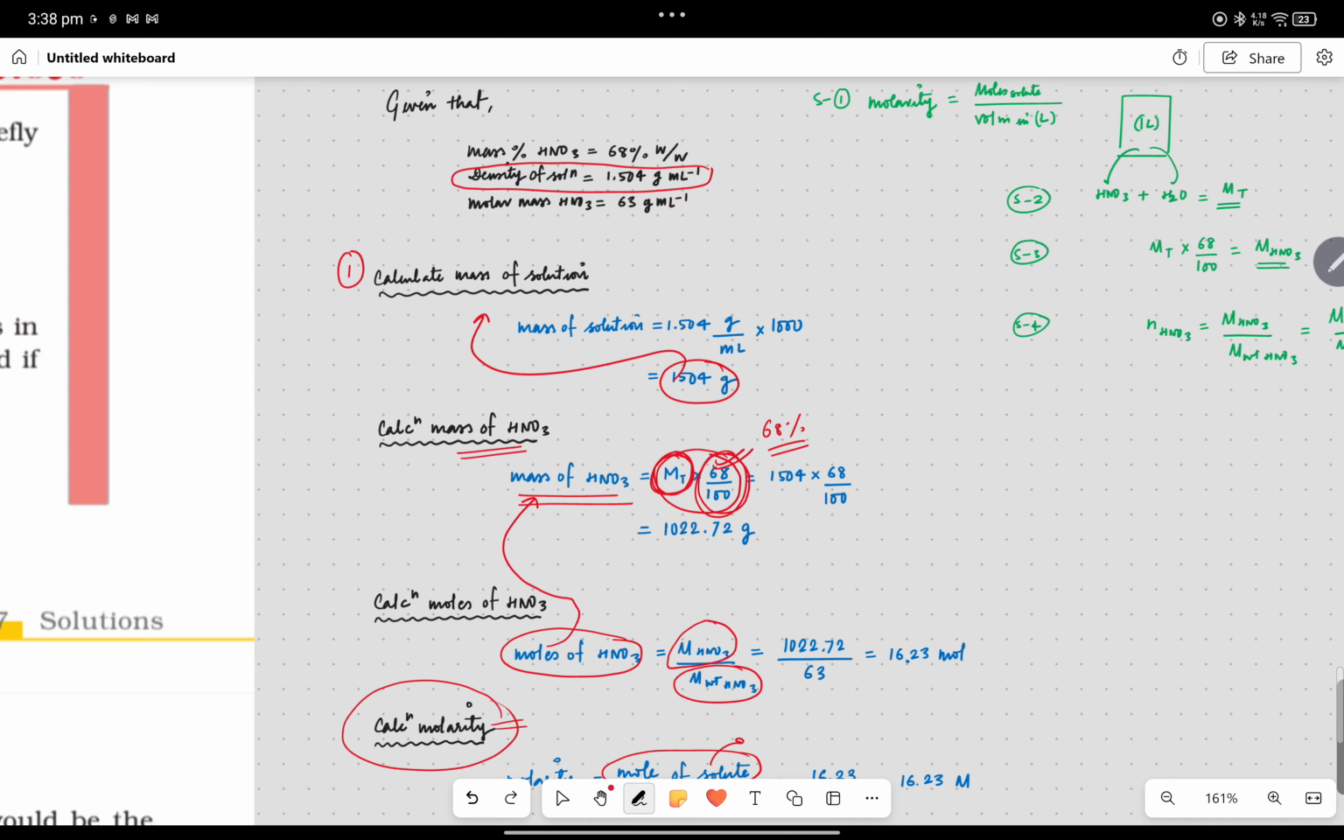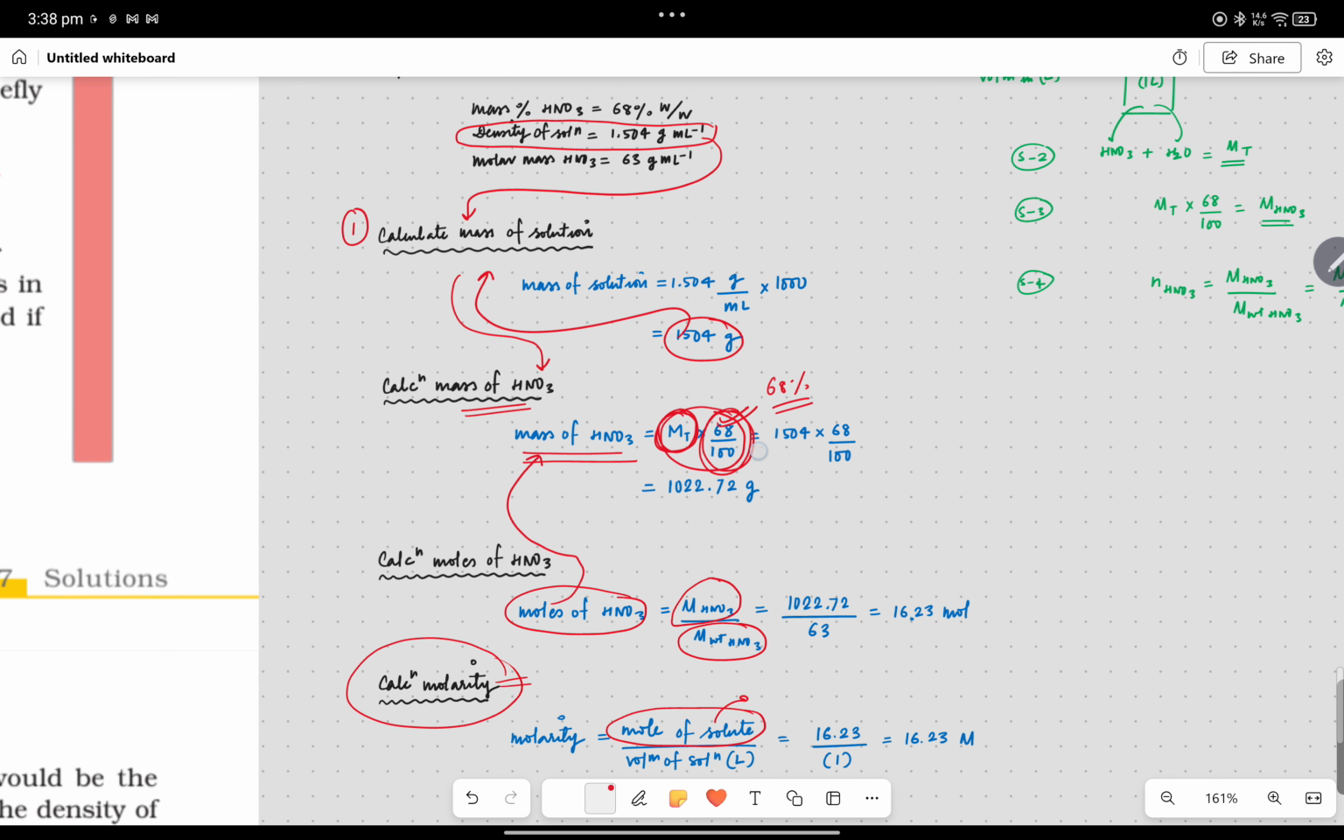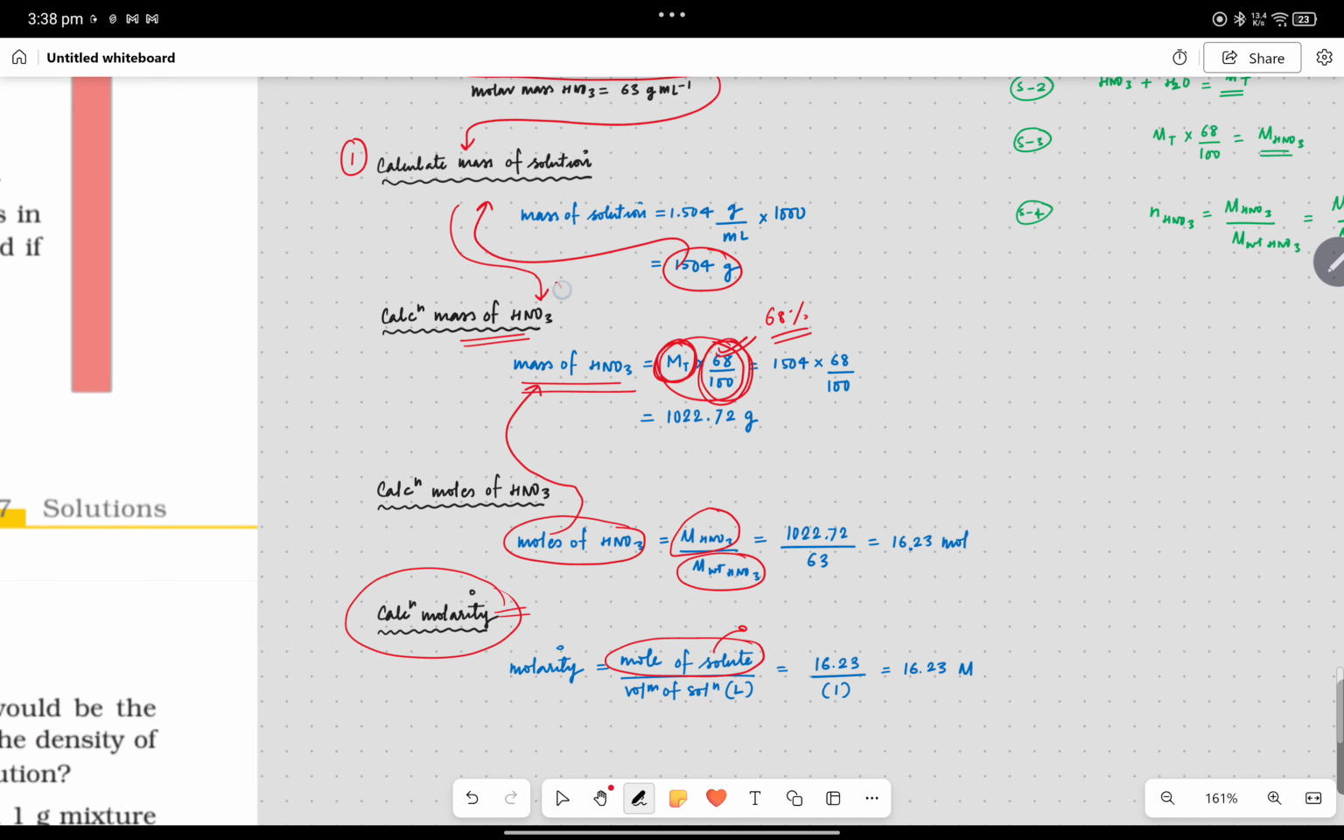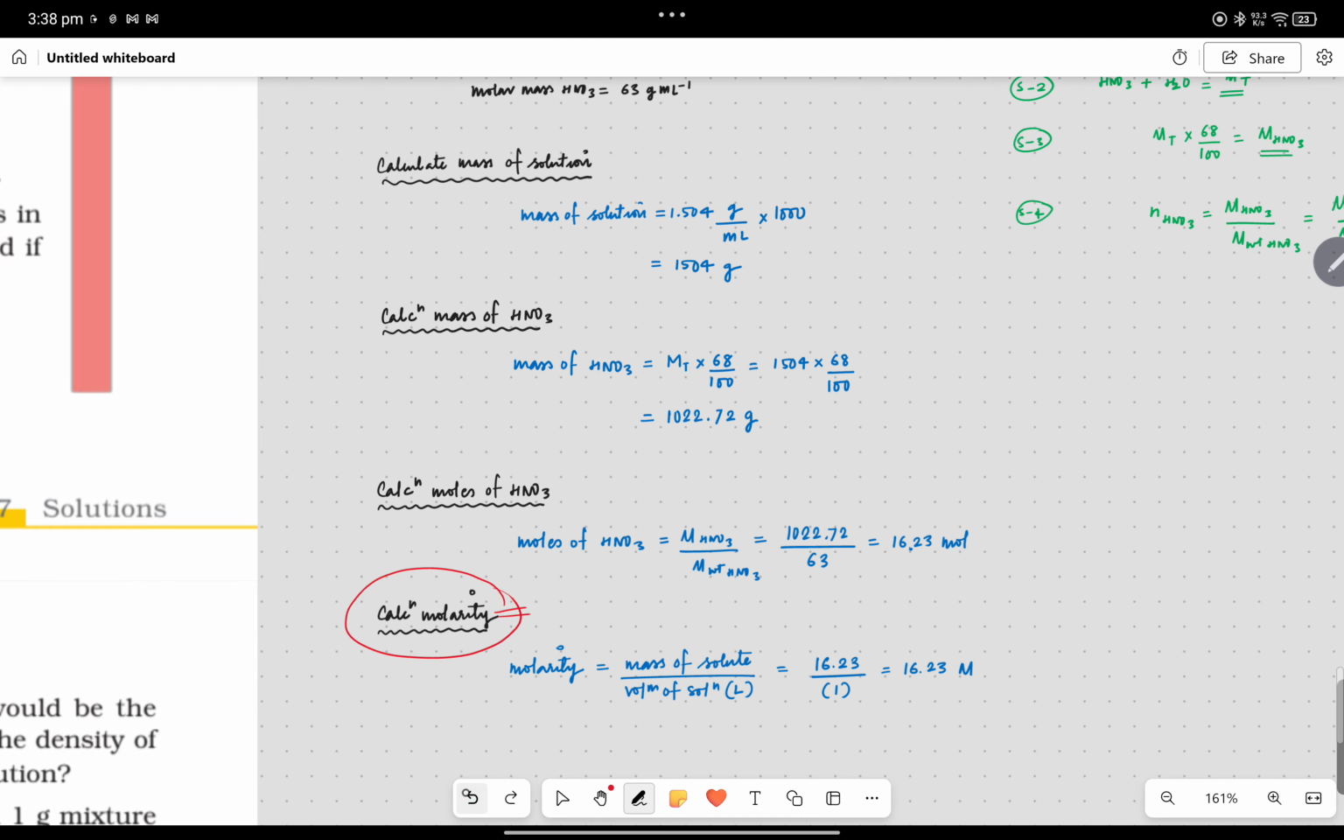So now I am totally ready for solving this question, because all the steps are clear in my mind, right? First of all, I have to take this data and calculate the mass of solution. From the mass of solution, I need to calculate the mass of HNO3, and once I have the mass of HNO3, I am able to calculate the moles of HNO3 in 1 liter. Once I know the moles of HNO3, I can use it in the molarity formula and get to my answer, right? So this is the approach that I have to follow. This is the way you have to think. Now let's solve the question step by step.